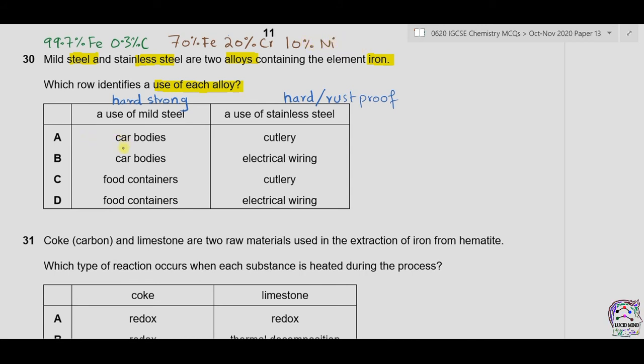A is car bodies and food containers. Now we know that mild steel is hard and strong, so it is used in car bodies, and it is not rust proof, so therefore it is not used in food containers. Stainless steel can be used in cutlery as it is hard and rust proof, but it is not used in electrical wiring as copper is used in wiring. The correct answer is therefore A.